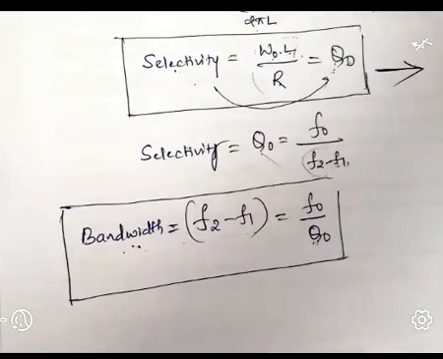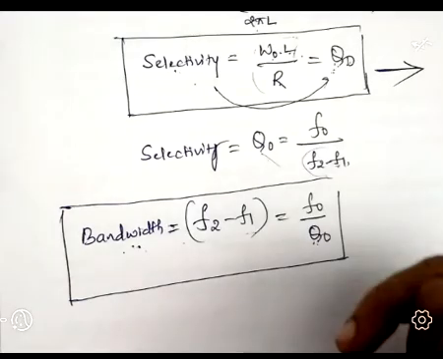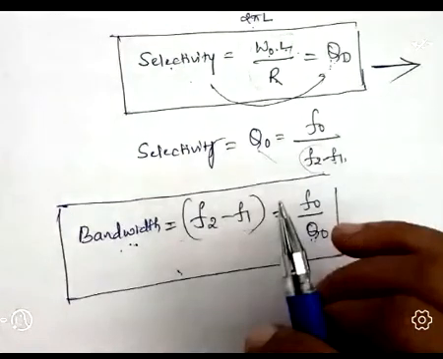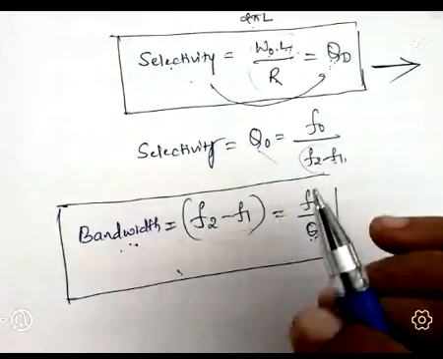From all these discussions, we can list some properties and applications of series resonant circuit. The first point, under resonance, the applied AC voltage and the resulting AC current are in phase. Voltage and current both are in phase. First point you have to remember.